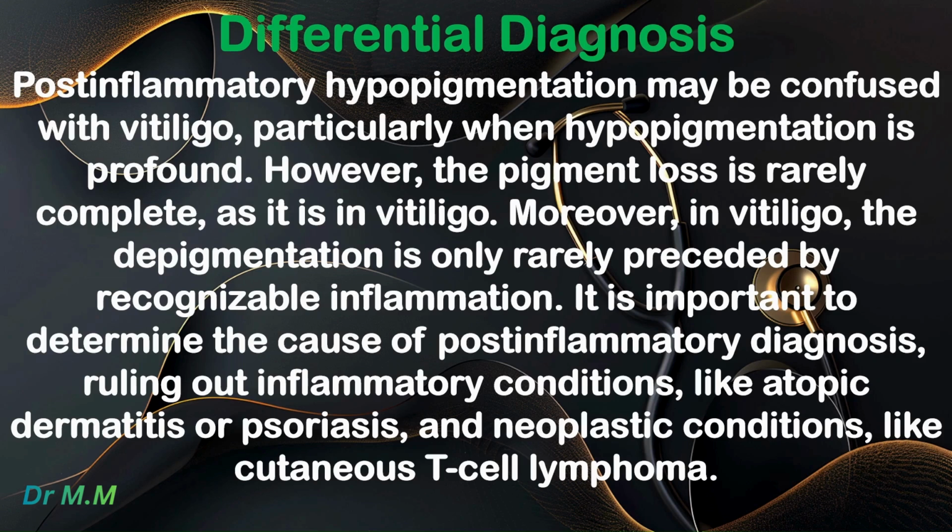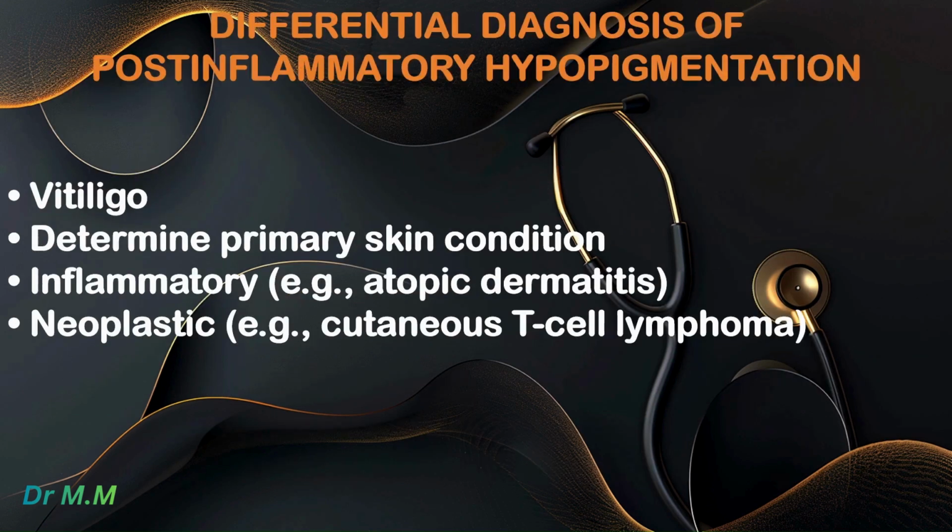It is important to determine the cause of post-inflammatory hypopigmentation, ruling out inflammatory conditions, like atopic dermatitis or psoriasis, and neoplastic conditions, like cutaneous T-cell lymphoma. Differential diagnosis of post-inflammatory hypopigmentation. Vitiligo. Determine primary skin condition. Inflammatory, example, atopic dermatitis. Neoplastic, example, cutaneous T-cell lymphoma.